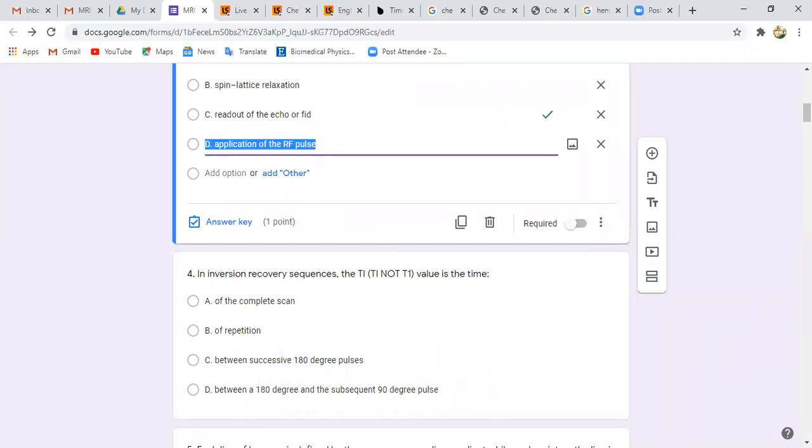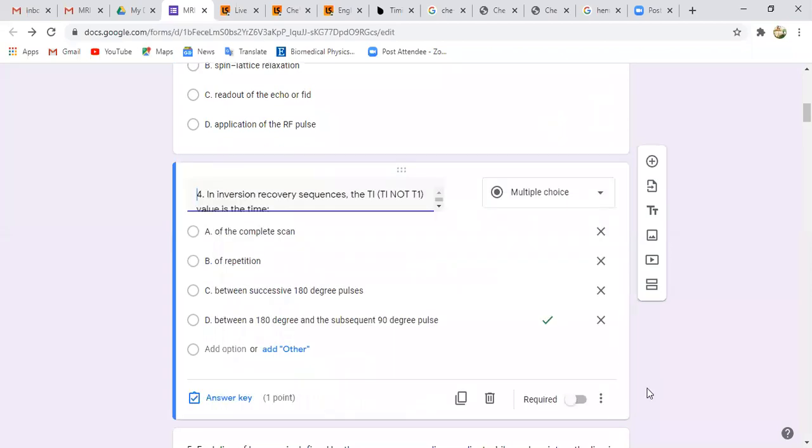So for number four, in inversion recovery sequences, TI, not T1, is the time between the 180 and the subsequent 90-degree pulse. We shouldn't have a problem with this. It's D, straight up, D.